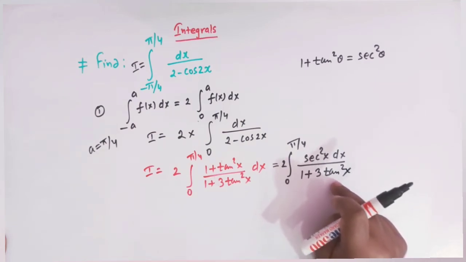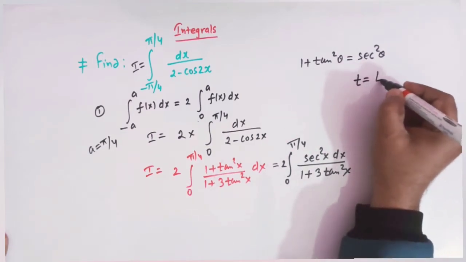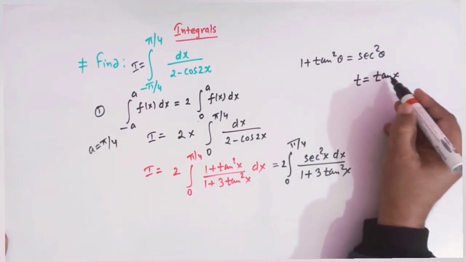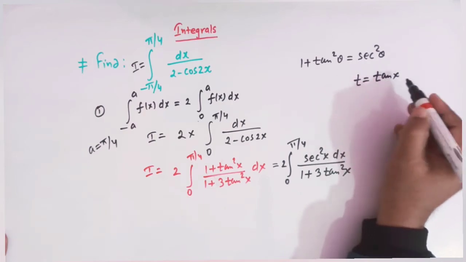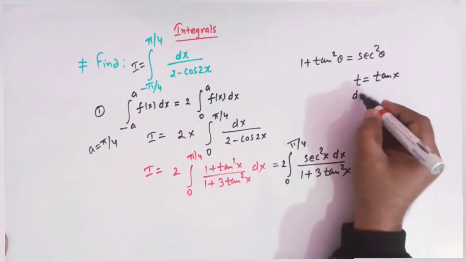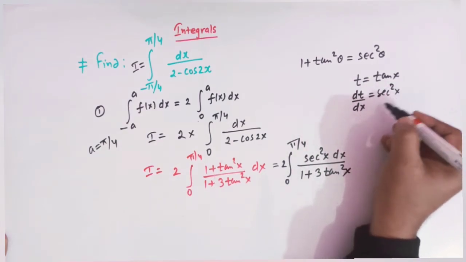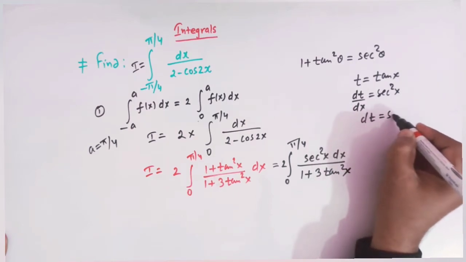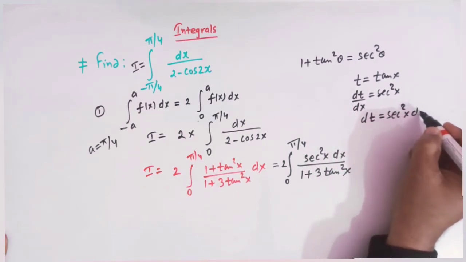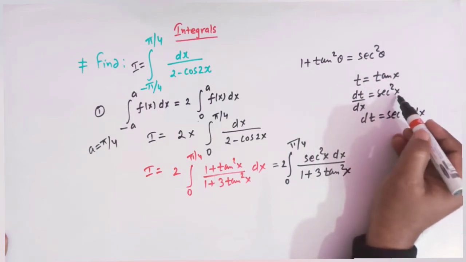and in order to solve this integral we'll make use of the method of substitution. So what we will do, we'll take t is equal to tan x, right? Because when we differentiate tan x, we'll get secant square x. So dt over dx is equal to secant square x. So dt is equal to sec square x dx, right? So the derivative of tan x is secant square x.